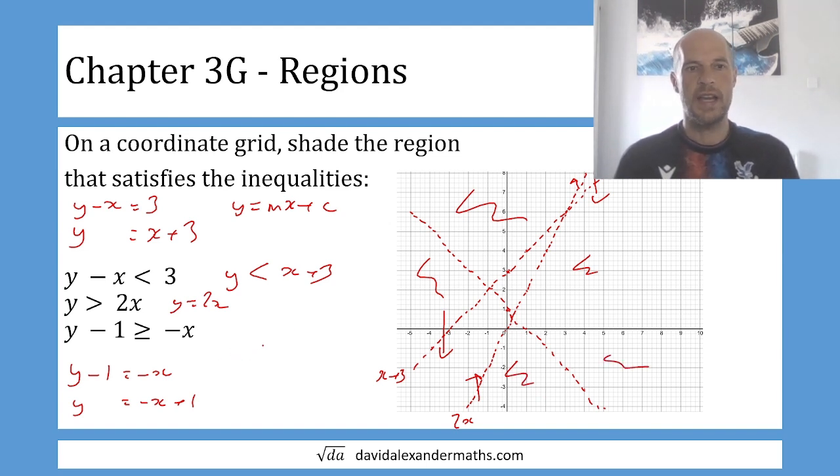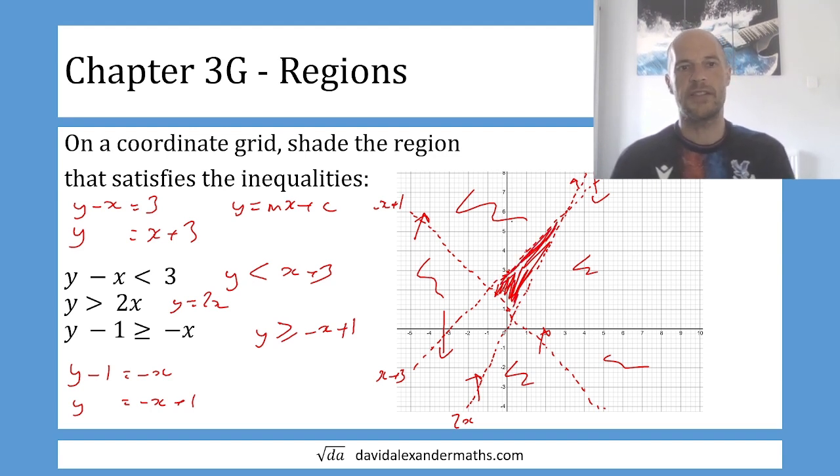And y is greater than or equal to negative x plus 1. So this is the line of minus x plus 1. So if the y values are greater than or equal to, then it's got to be above this line here. So it's above this line, below this line, and also above this line, then it must be this area here. This is our region that meets those inequalities.